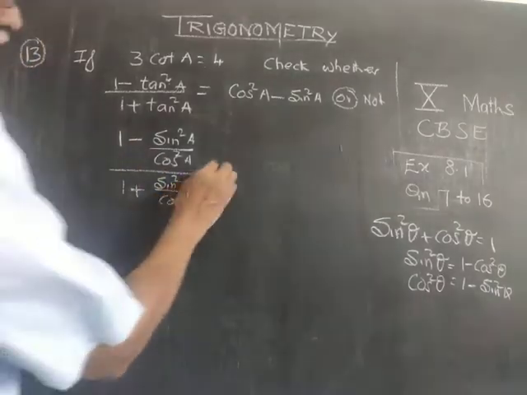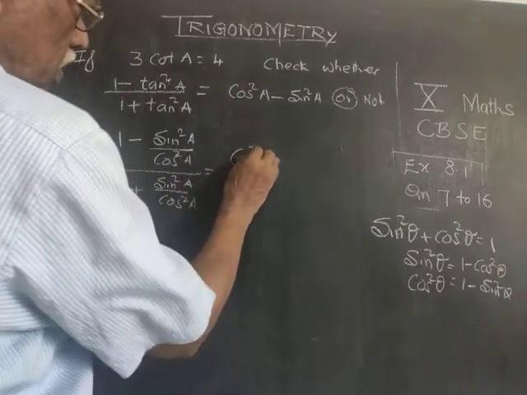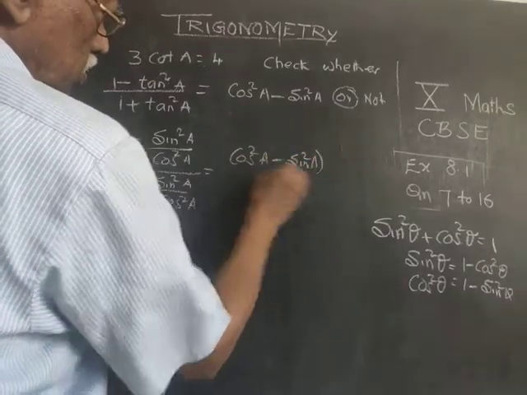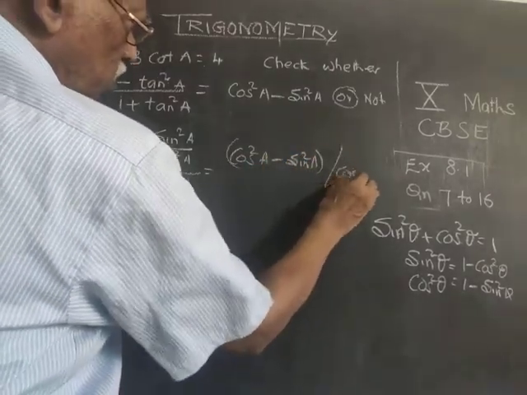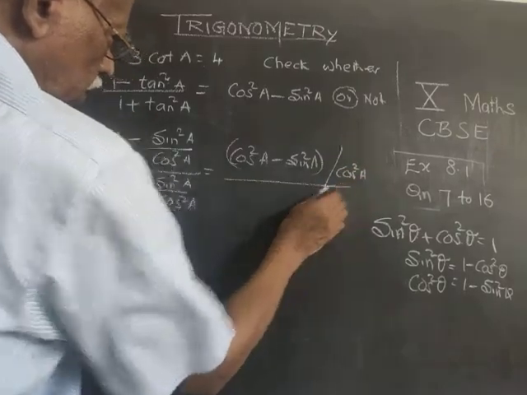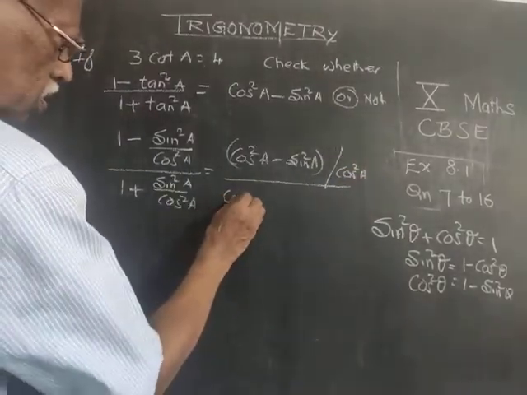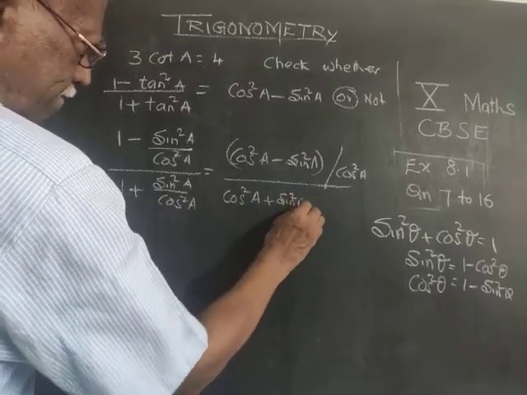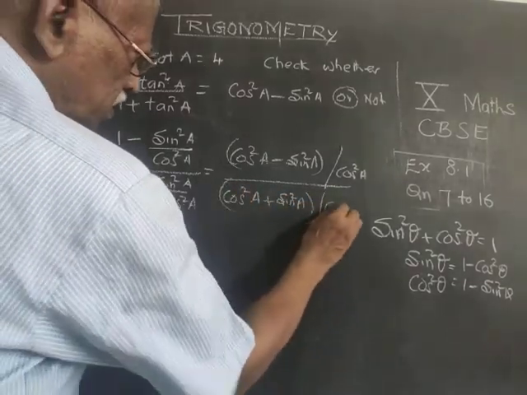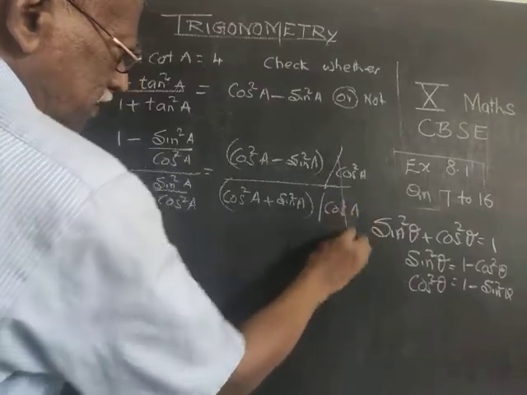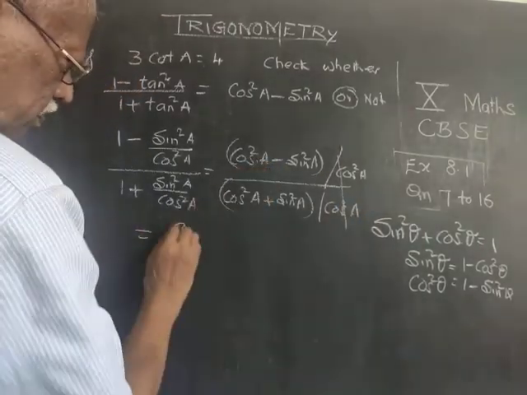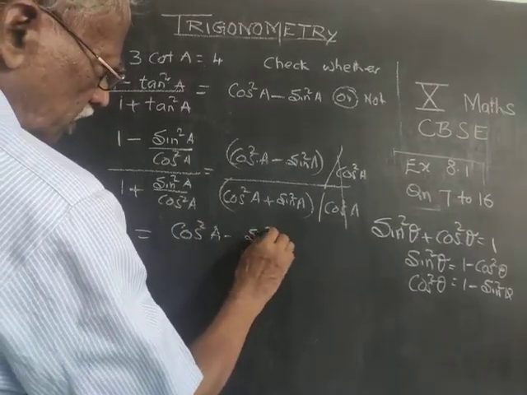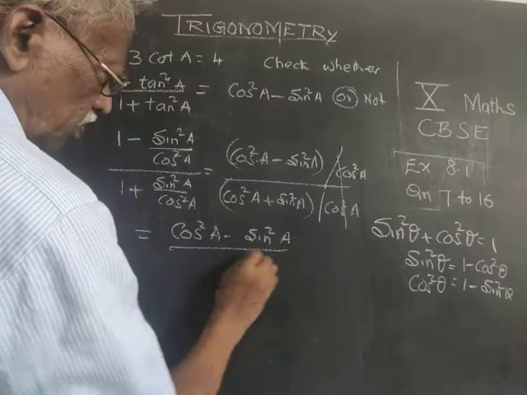You take LCM. So cos square A minus sin square A by cos square A. Denominator cos square A plus sin square A, the whole thing by cos square A. So they get cancelled. Cos square A minus sin square A is there in the numerator. And denominator we have cos square A plus sin square A, which is nothing but 1.